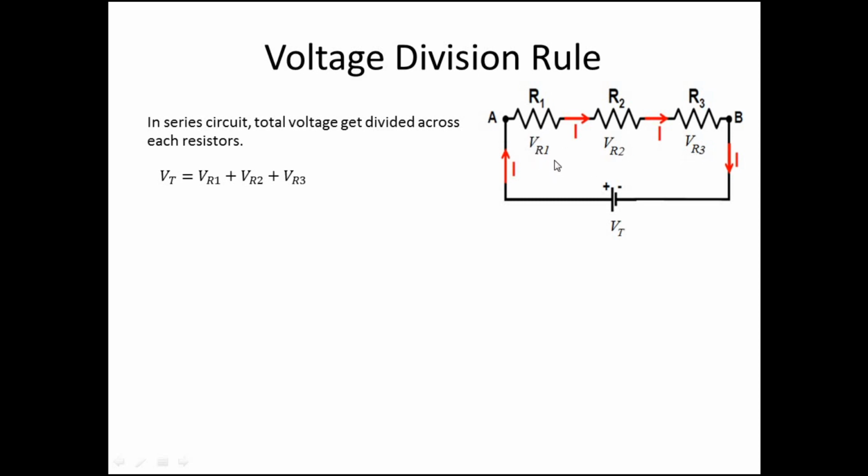In order to find VR1, the voltage across R1, we have to apply Ohm's law for this R1. VR1 is equal to the current through the resistor I into R1, V equal to IR. So VR1 is actually I into R1. So we have to find this I.